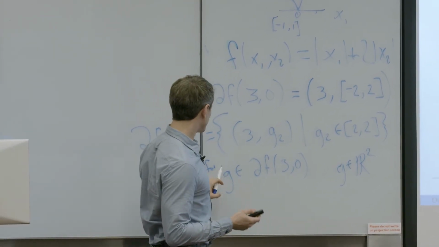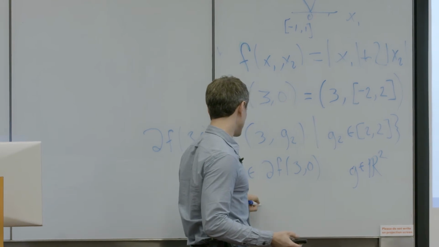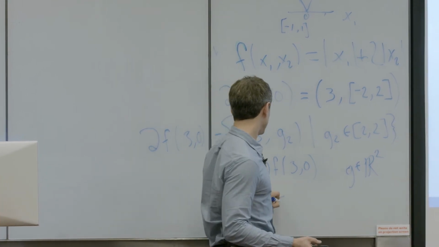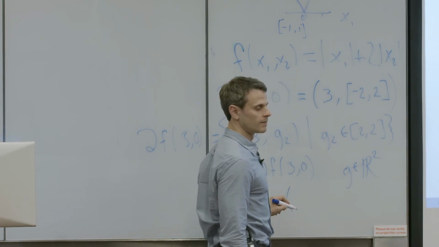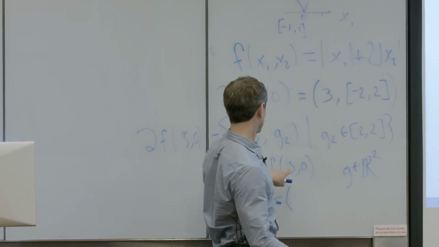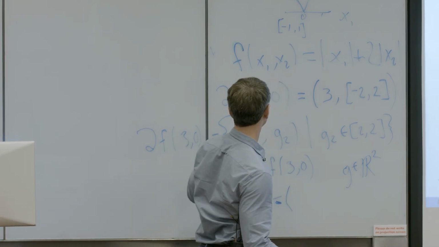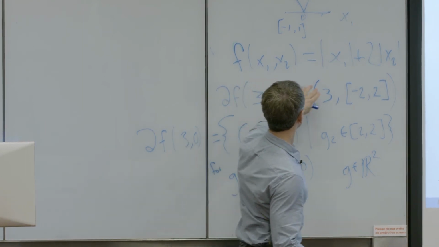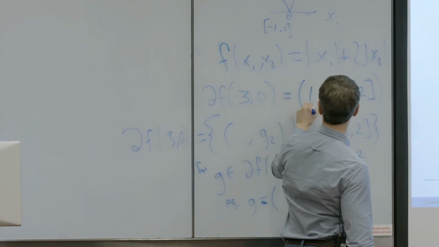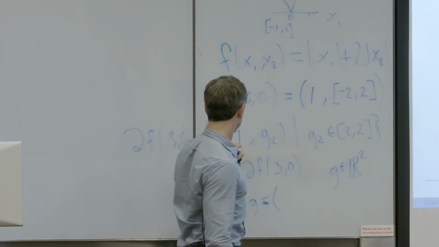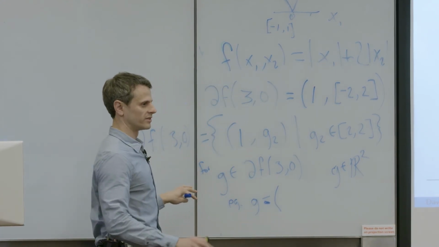All right, so suppose we take a g in this subgradient. So for example, g equals, give me a subgradient. So it should be 1 versus 3. Oh, did I make a mistake? Yes, so it should be 1. Thank you. Great. Okay, thank you. Okay, we're good now? Great.